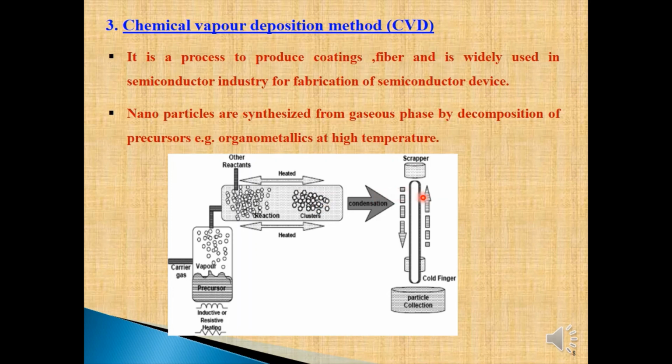Ultimately the scraper is rotated up and down, where the scraper will scrape up the nanomaterials and the collection of nanomaterials will be at the bottom. So here multiple number of precursors also can be used, which is added from this kind of setup and to produce different types of nanomaterial. So this is regarding how we can prepare the nanomaterial by CVD process.